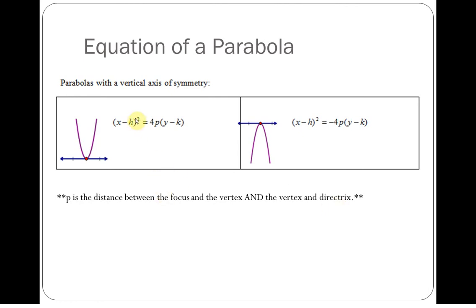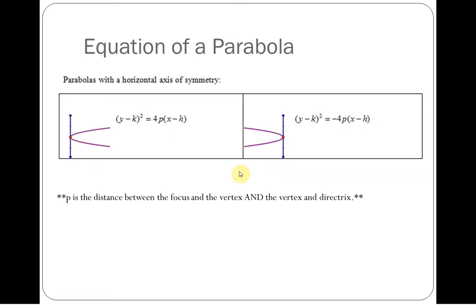If you have x squared with a positive leading coefficient, that means it's going up. If you have x squared with a negative leading coefficient, that means it's going down. Now let's talk about y squared. These are a little bit newer to you. You did see them in Algebra 2, depending on who you were with. Y squared means it opens to the left or to the right. If you have a positive leading coefficient, you're opening to the right. If you have a negative leading coefficient, you open to the left. And the P is still the same thing: the distance between your vertex and your focus, and your vertex and your directrix.